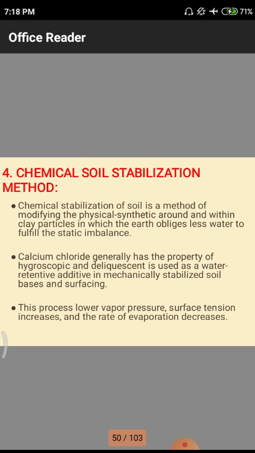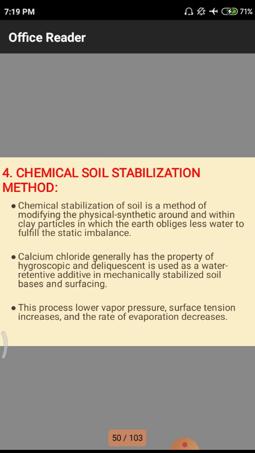Some people are confused: Sir, in both cases we have calcium, so why do we have to study it separately under chemical stabilization? But in lime stabilization there is no chlorine content, and here we are using chlorine. Calcium chloride, CaCl2, generally has the properties of being hygroscopic and deliquescent. It is used as a water-retentive additive in mechanically stabilized soil bases and surfacing.